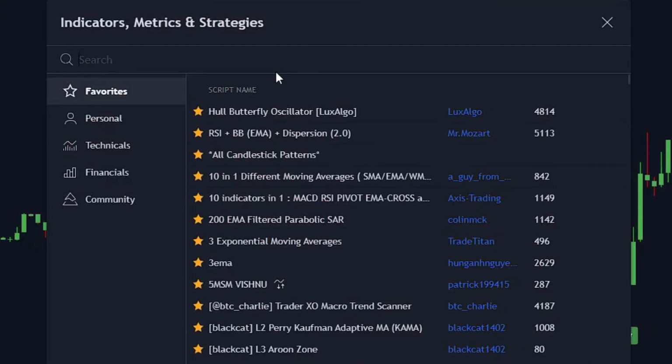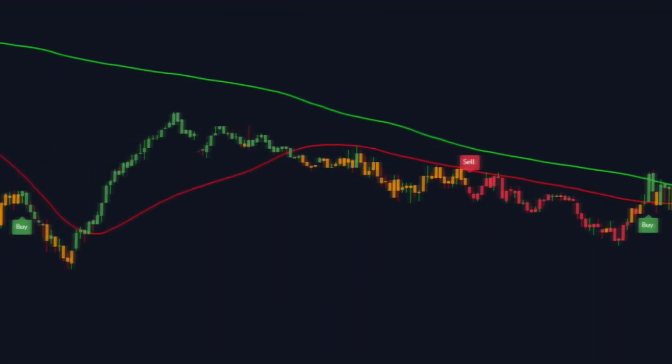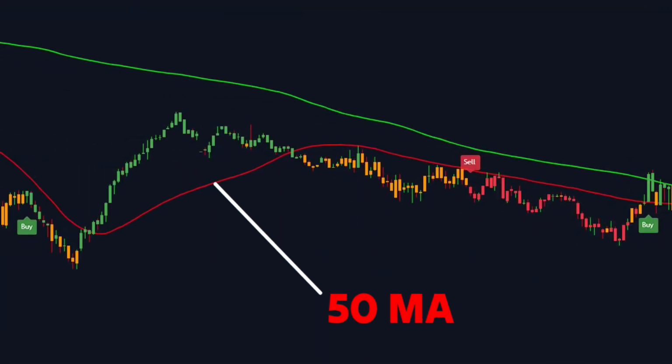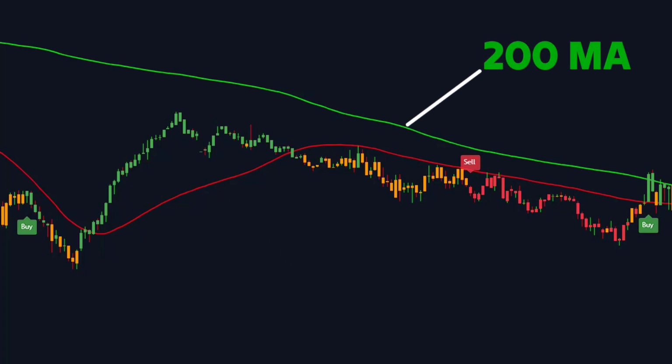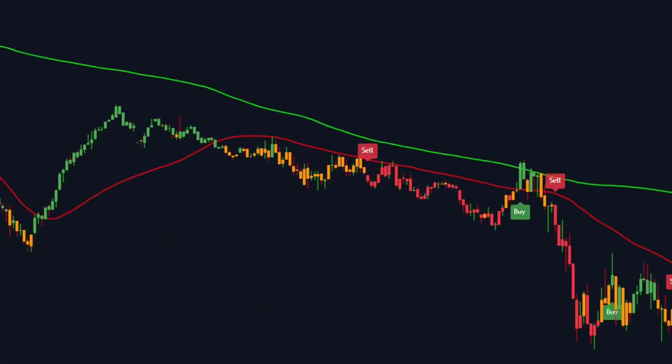Let's introduce another tool to help refine our trading strategy, the Cap's Cross Check 200 MA 50 cross indicator. To break it down further, the 50 period moving average reflects shorter term price movements, while the 200 period moving average represents longer term trends. When the price is above both, it suggests that the short-term and long-term trends are in agreement, pointing to a bullish or upward trend. Conversely, if the price is below both moving averages, it implies that both short-term and long-term trends are bearish or moving downward.